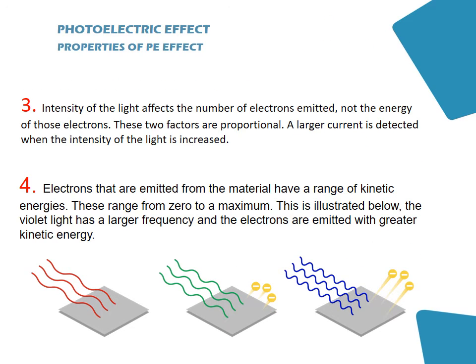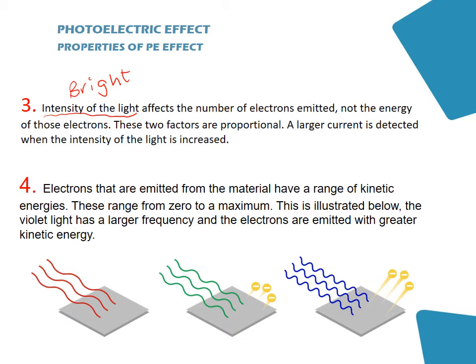Here's where we talk a bit more about intensity. Number three, intensity of the light. When we talk about intensity, all we're talking about is more photons. Intensity refers to how bright the light is. If we have red light, even a really dim one, the wavelength is exactly the same. Therefore, each photon has the same energy.